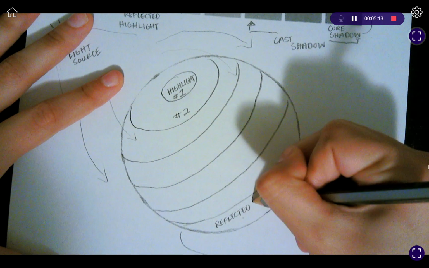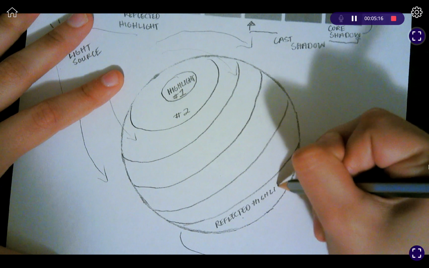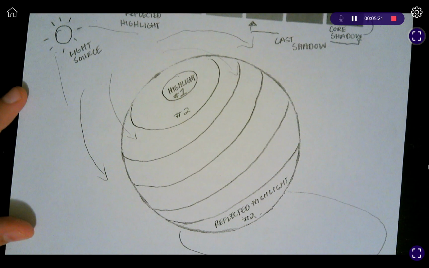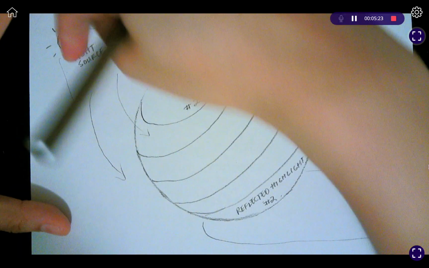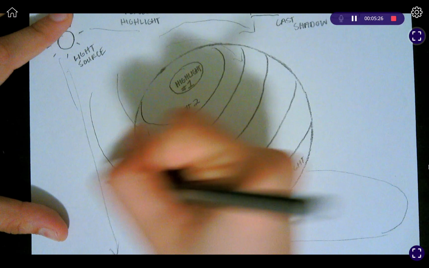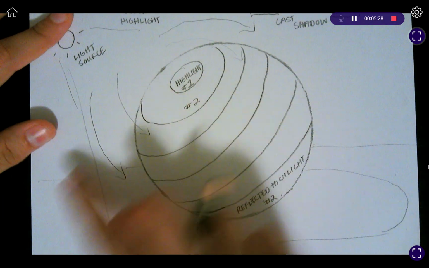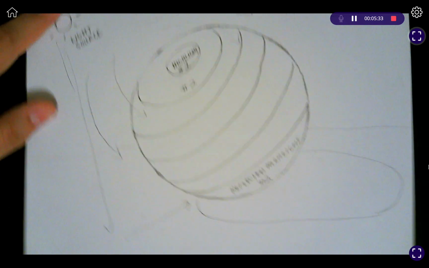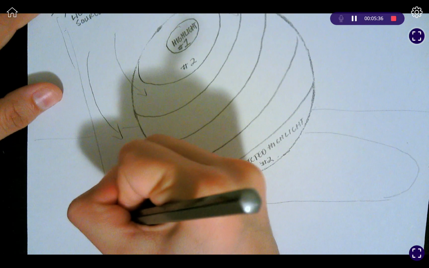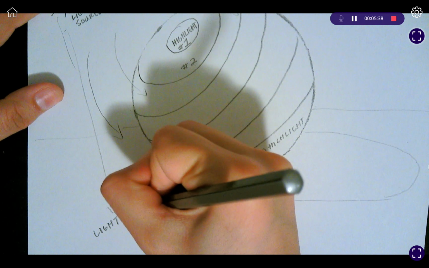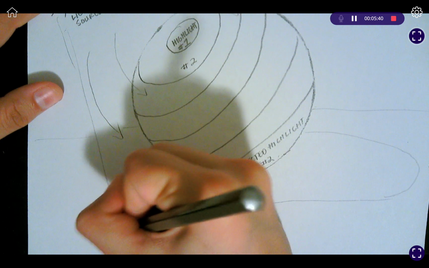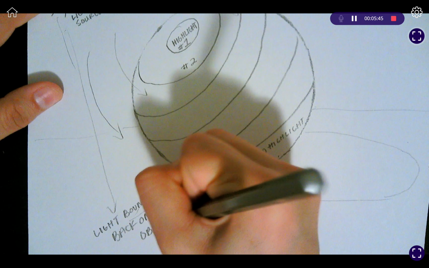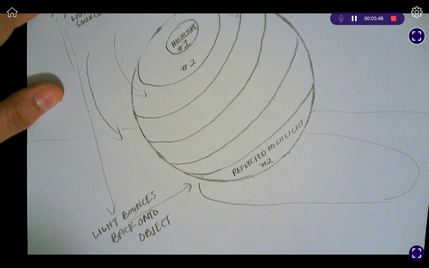Reflected highlight. So number 2 would also be found right here. It's because the light, as it goes down onto the surface of wherever this is sitting, bounces back into the object. Okay? So light bounces back onto object. Okay?